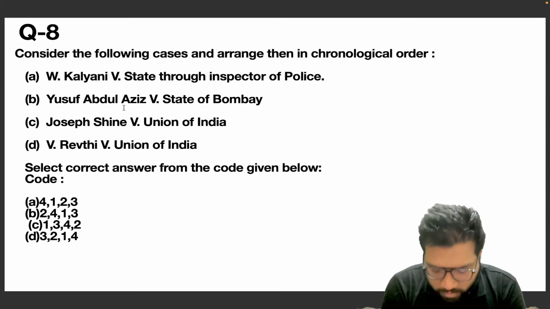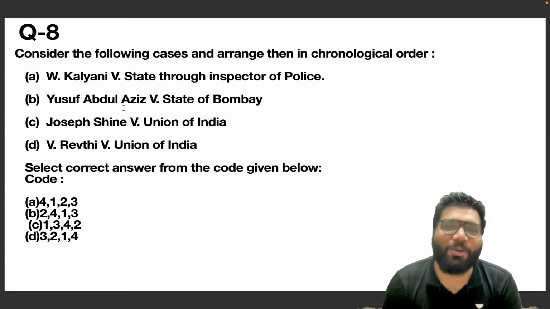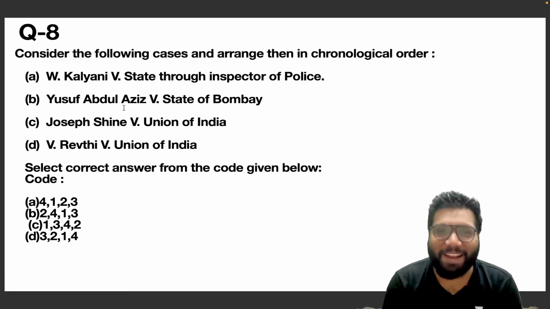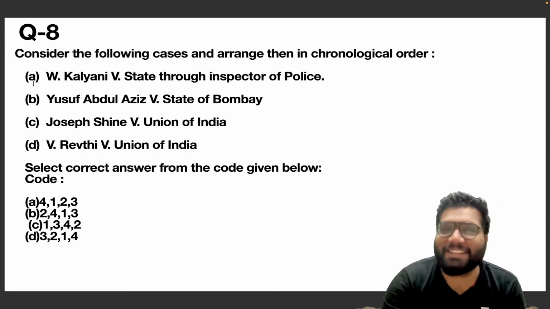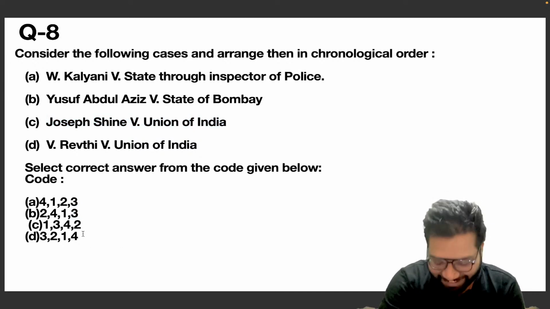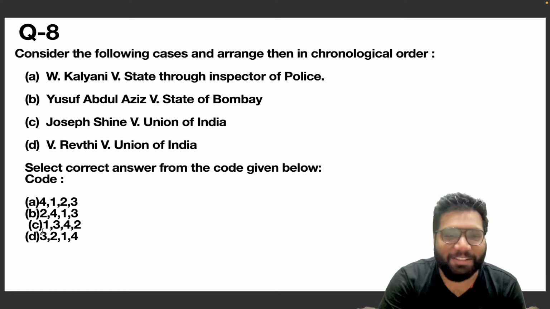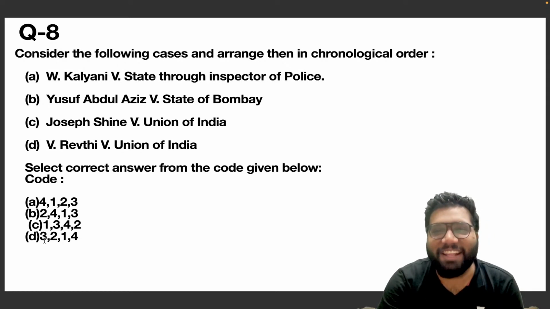Millie has answered for question number 7, not for 8. Amit and Kirti, I know the exact logic which you have applied to answer this question, because you know that the latest one is Joseph Shine. So the answer is going to be either A or B, right? Clear? So there are no chances that C or D can be the answer.